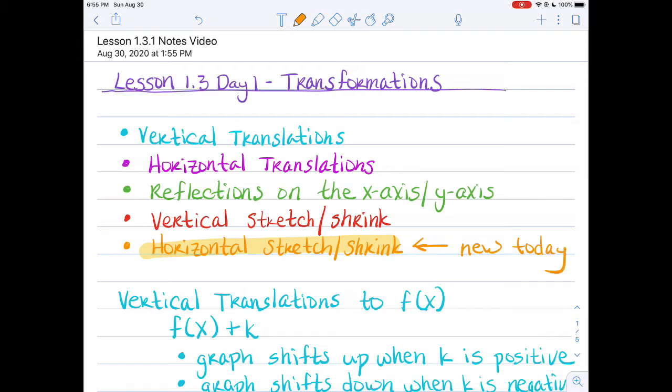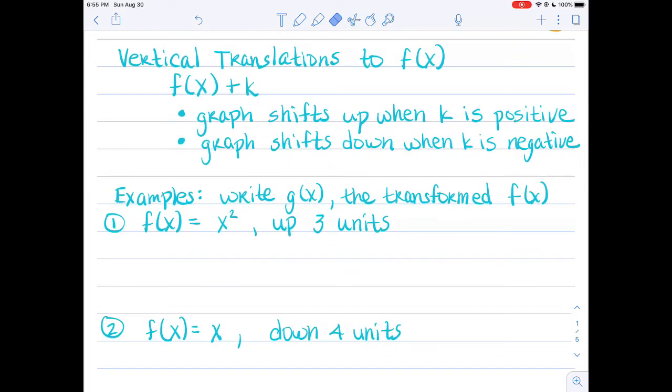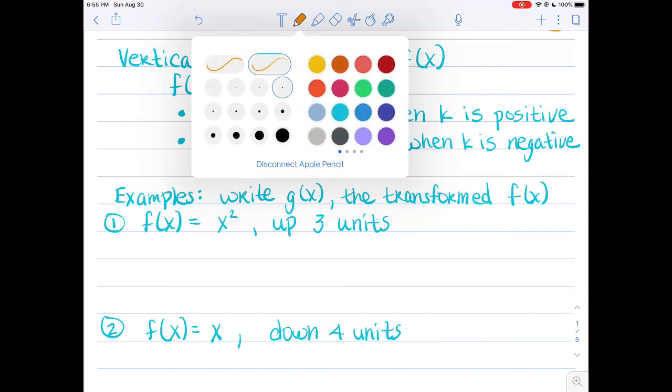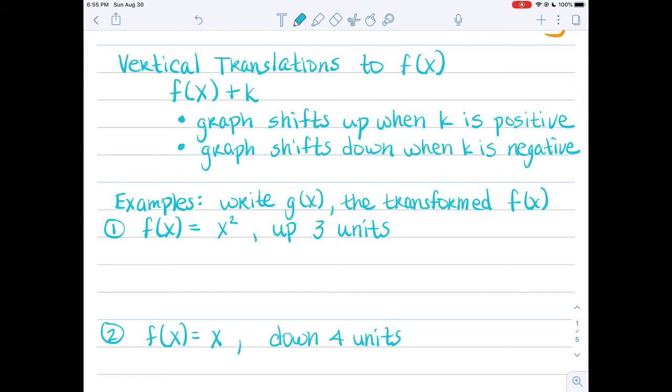All right. So let's go ahead and take a look at vertical translations to a function f of x. So the first thing that we need to do is remind ourselves of what a vertical translation to f of x looks like. And it looks like our original function f of x and then plus some constant k. That k value shifts the graph up when k is positive, and if it's negative, it will shift the graph down. So let's take a look at a couple of examples of this.